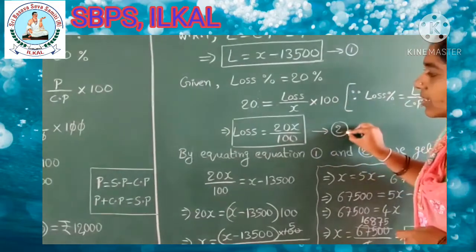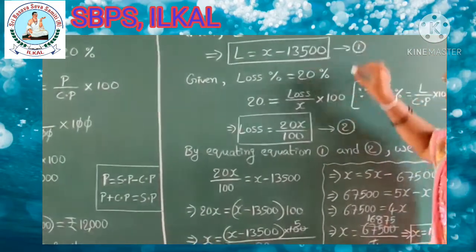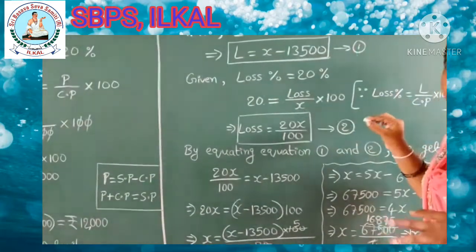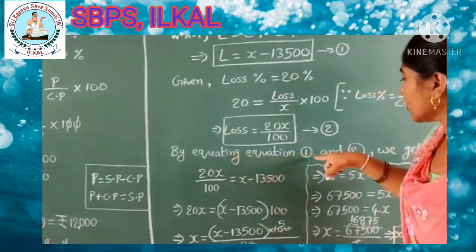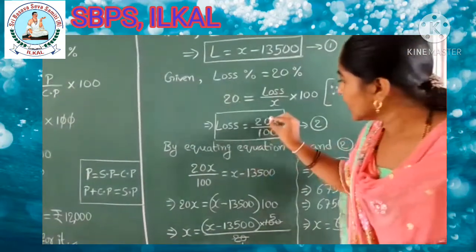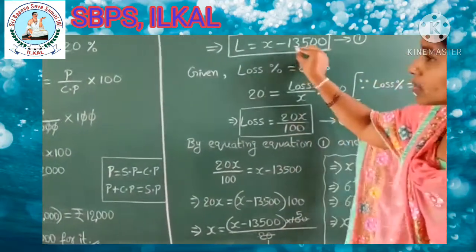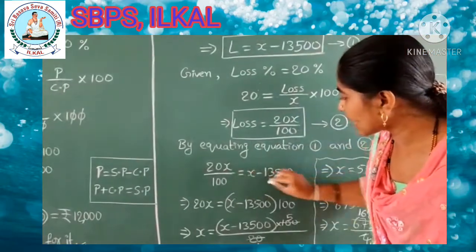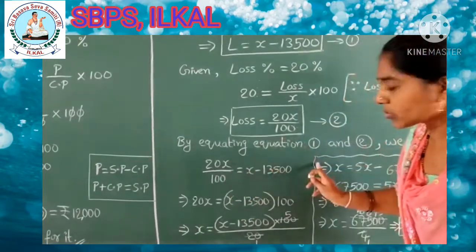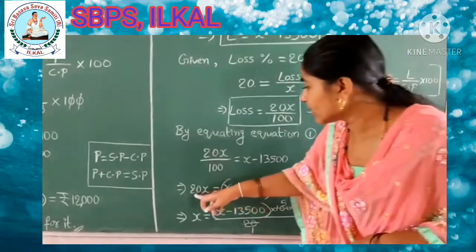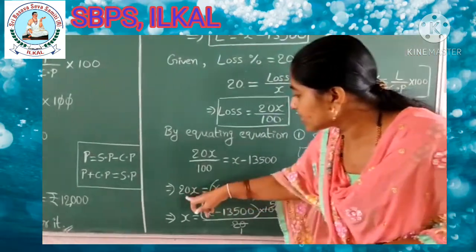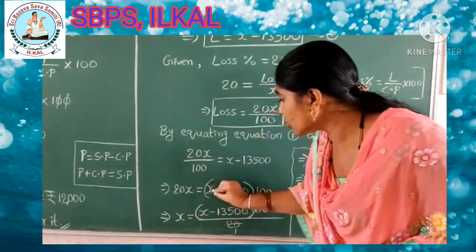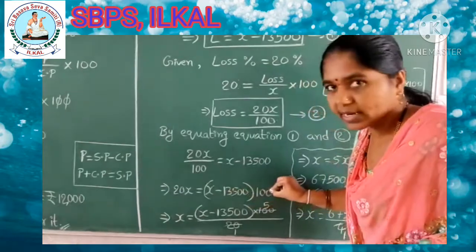This I am going to consider as equation 2. These two we have to equate; equate in the sense both equations we are going to make equal. By equating equation 1 and 2, we get 20x by 100 is equal to x minus 13,500. 20x is equal to this, as it is you write down, and 100 transposes to the right hand side. Then 20 is transposed to the right hand side: 20x is equal to x minus 13,500 into 100.